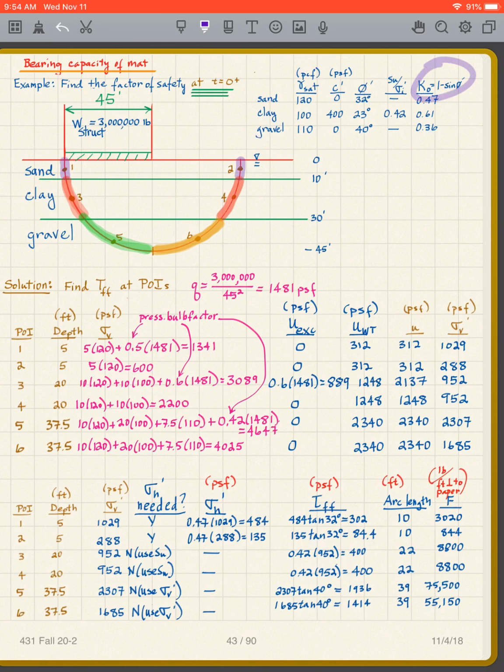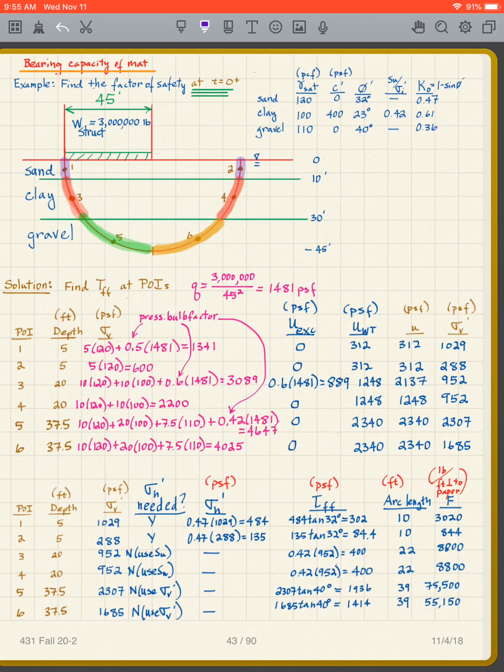Now notice I've given you a K naught here. Why K naught? Because we want to know what the stresses are in the ground. Here I've estimated it as being 1 minus sine phi prime. And we're not building any wall, so we don't have an active and passive situation in terms of trying to figure out what our tau FF is in the ground. So we've got our C prime, our phi prime, and our S_u or sigma prime I for this clay, and the K naughts are given, and the unit weights.